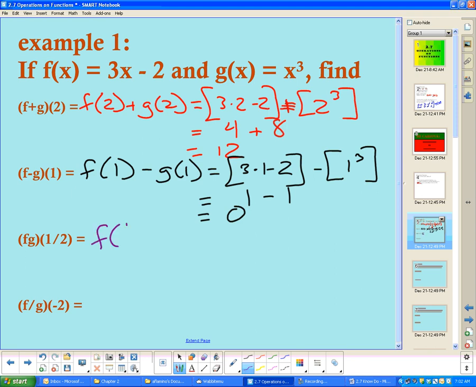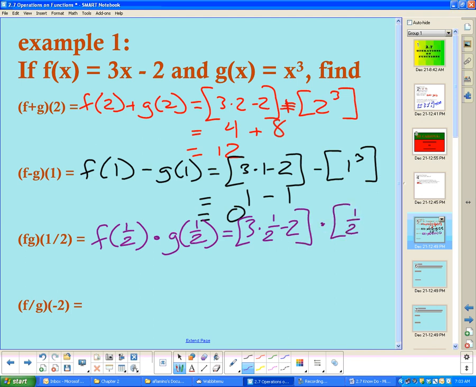F times g of a half. So that would be f of 1/2 times g of 1/2. F of 1/2 would be 3 times a half minus 2 times 1/2 cubed. Well, 3 times a half is 3 halves. 3 halves minus 2, that's really 3 halves minus 4 halves, so that's negative 1/2. And I'm going to multiply that by 1/8. 1/2 cubed is 1/8. And that will give us a negative 1/16. So f times g of a half is negative 1/16.